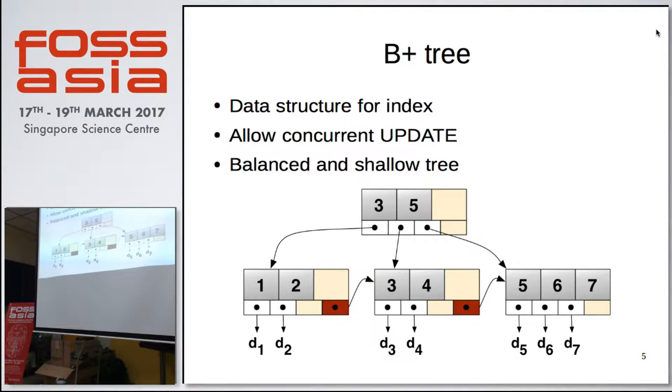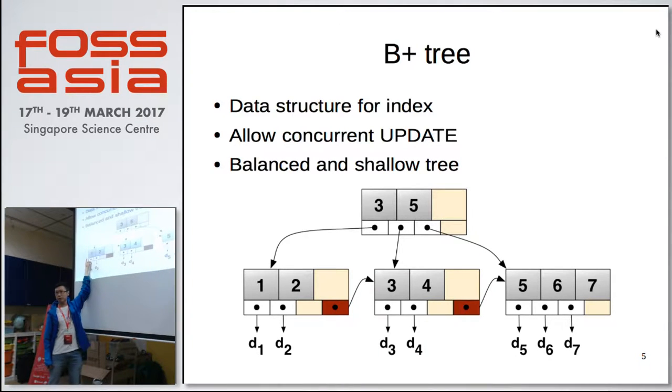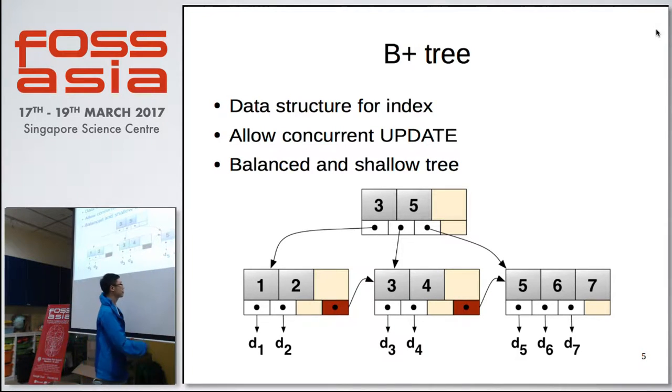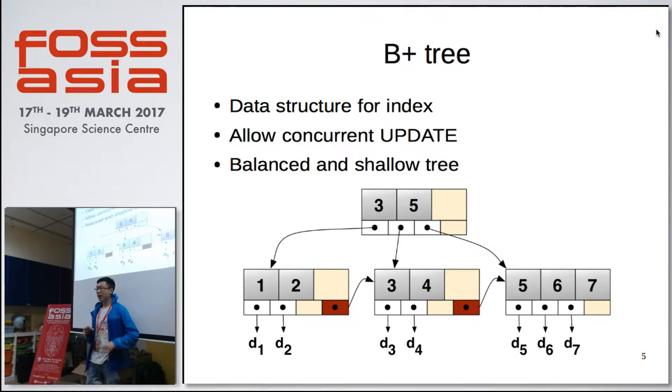Why? Because B-tree supports concurrent update. For example, if I want to update record one, the database will perform a page lock on this record, on this data block. If there is another user who wants to update record five, the database will perform a page lock for that data block. It means that if different users are using different data blocks, they can perform concurrent operations to maximize the performance.